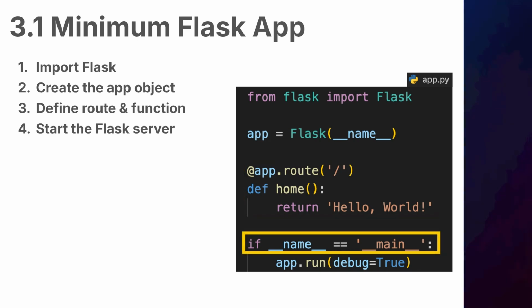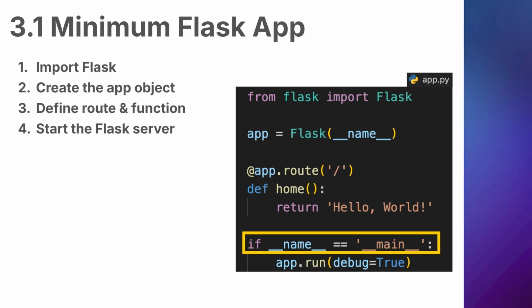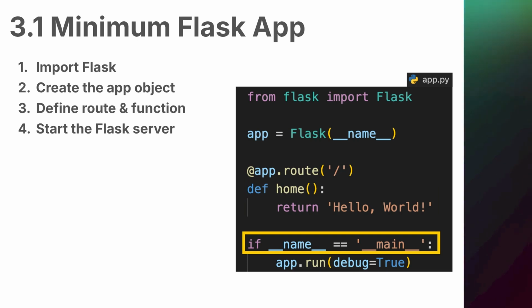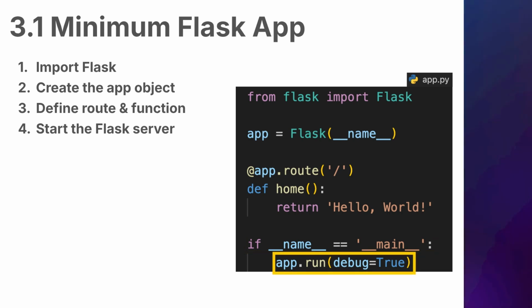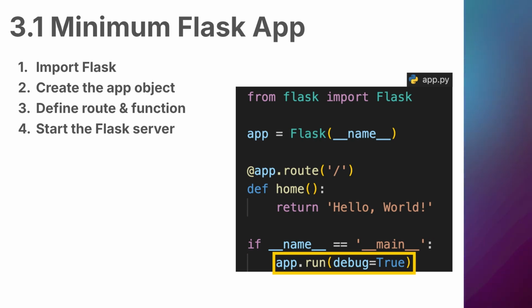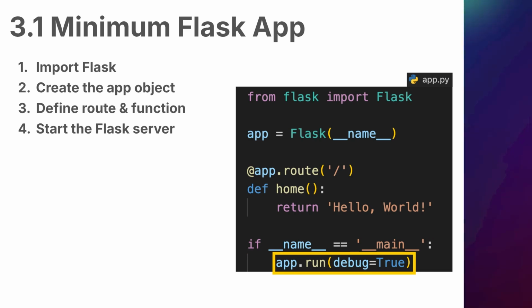This line checks if this Python file is being run directly. If yes, it runs the code inside, and starts the Flask app. It's a standard Python trick to control how the program starts. This starts the Flask server. The server listens for requests, like when someone opens a web page. Debug true means if you change your code, Flask automatically reloads. It will also show helpful error messages if something goes wrong. So this is super useful.